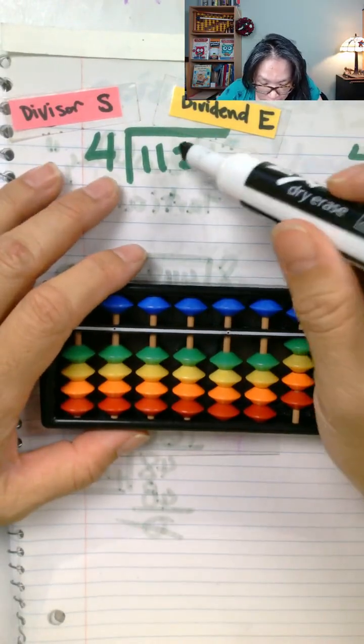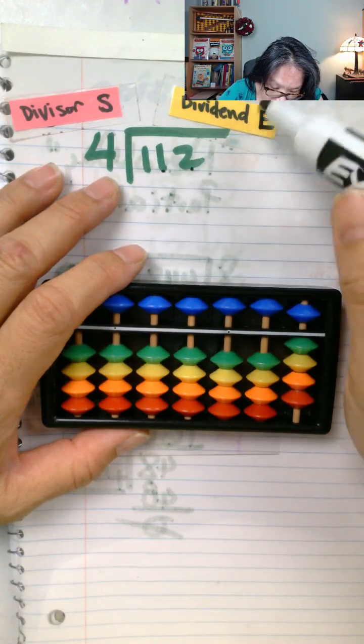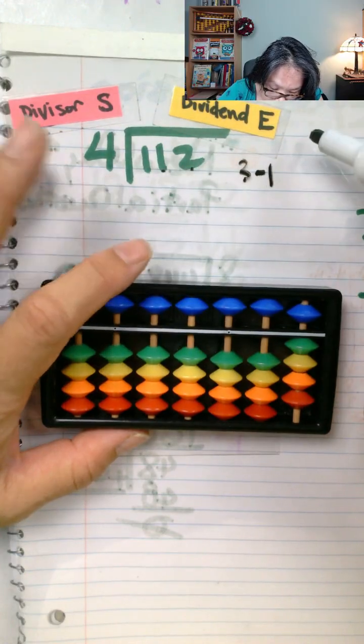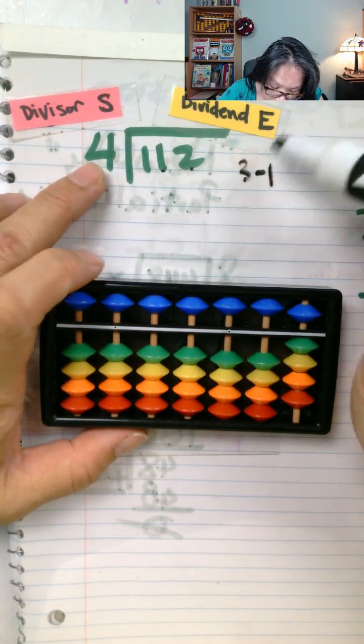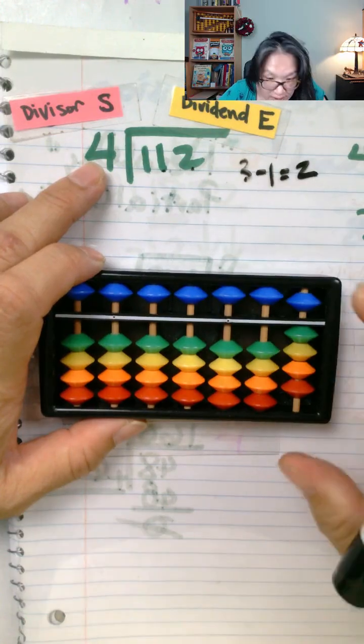So the first thing we're going to do is understand how many digits we have on our dividends. We have 1, 2, 3 digits on our dividends. So we have 3 minus 1. 1 is the divisor. Why are we doing this? We need to do this so we know where to put our answer. Our answer is going to be located in the second column.